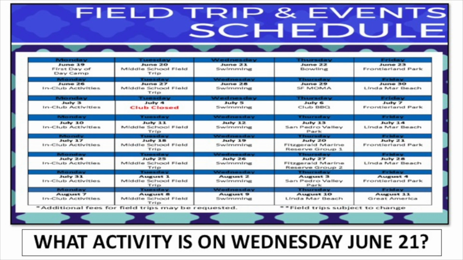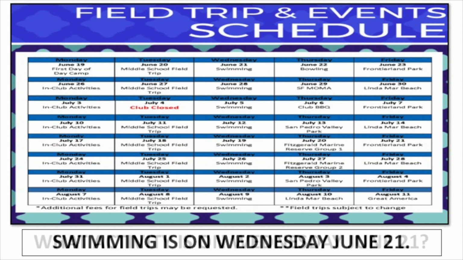First of all, Wednesday. So you can see the rows of dates. We've got Monday, Tuesday, Wednesday, Thursday, and Friday. So who can tell me where June the 21st is? Can you see here at the top, Wednesday? June 21. So what activity is taking place? Swimming. Swimming is on Wednesday, June 21. And that's how we read the program.